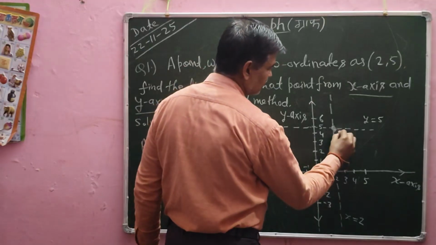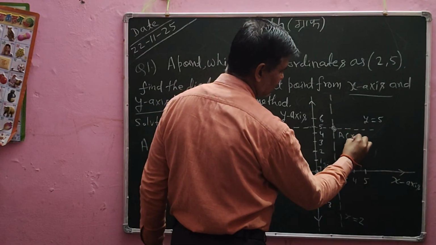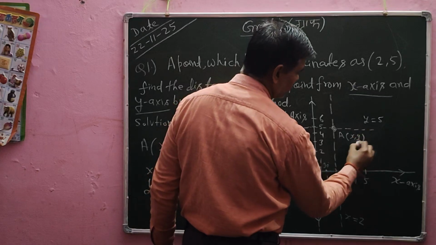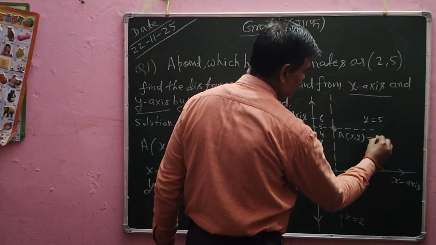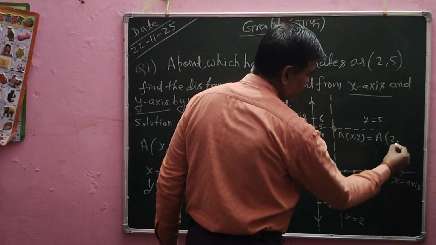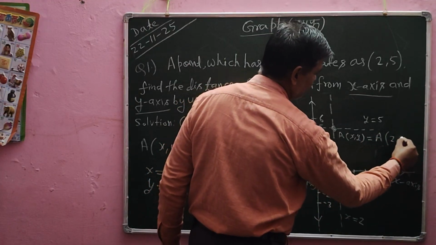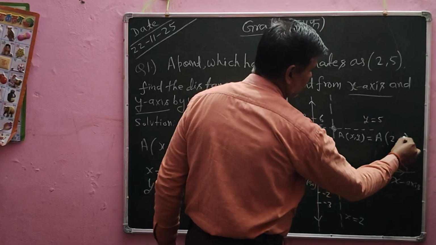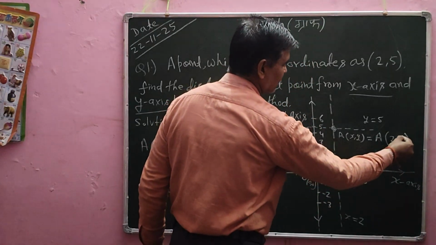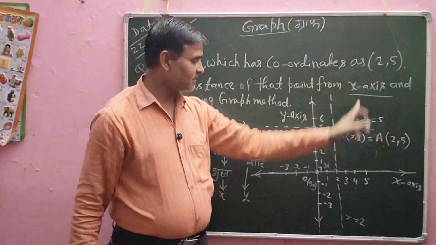I will say this is the point A, and its coordinates I can write as x comma y, and I will substitute the values here. After substituting, the value of x is 2, which is available here, and the value of y is 5, available here. So that point I have represented in the graph. That given point I have represented in the graph.